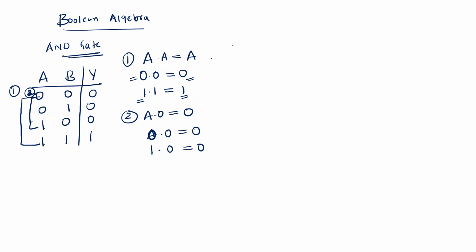So that is the second law, and the third law is A and 1 equal to what? A you are getting. A and 1 equal to A. From the truth table I am proving it. If A is 0, with 1, what are you getting? A itself. Suppose A is 1, and with 1 you are getting A itself. So A and 1 equal to A.